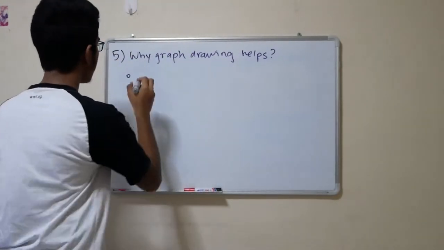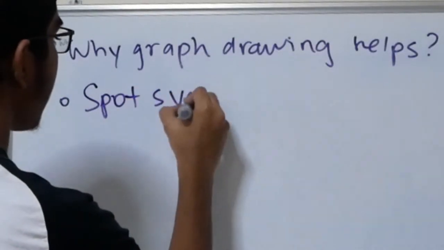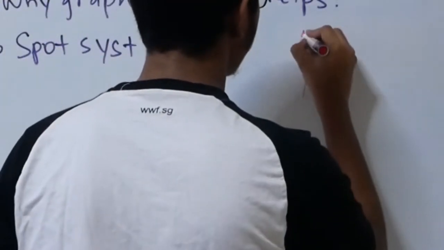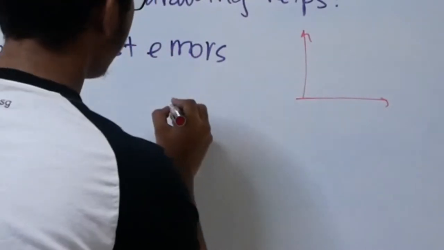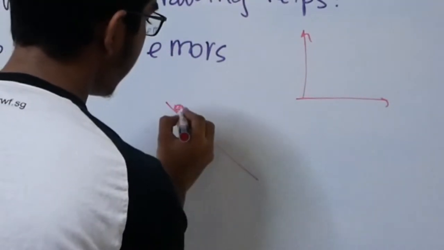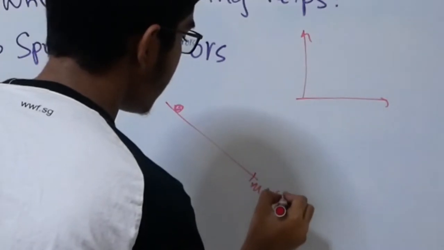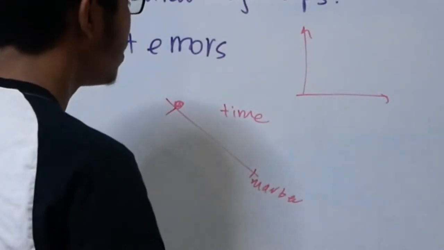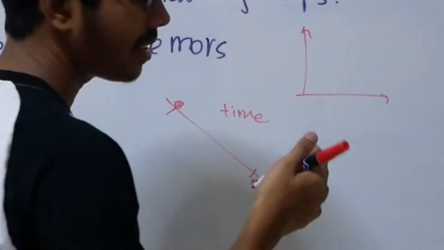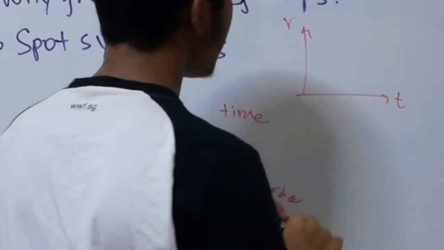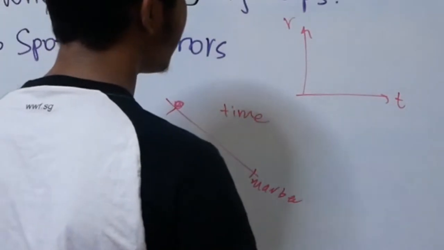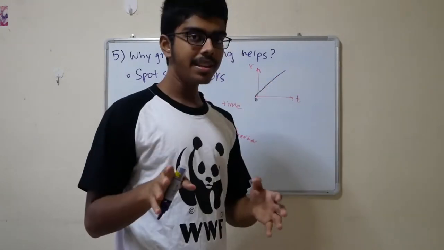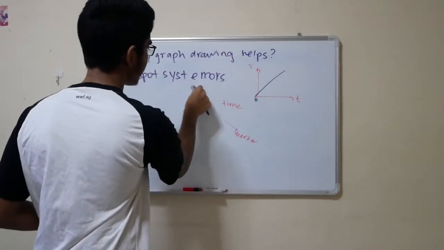Number one, you are able to spot systematic errors. And how do you guys spot systematic errors? For example, okay, you release a ball from the top of a ramp and then it slides to this marker right here, and you are asked to measure the time it takes for the ball to move from this point, for example. And then you calculate the velocity, calculate all this stuff, and you draw a velocity-time graph, and you find out, oh damn, the graph doesn't pass through the origin. It is like, for example, like that. That means there was some systematic error. Maybe they did not release it from the correct position.